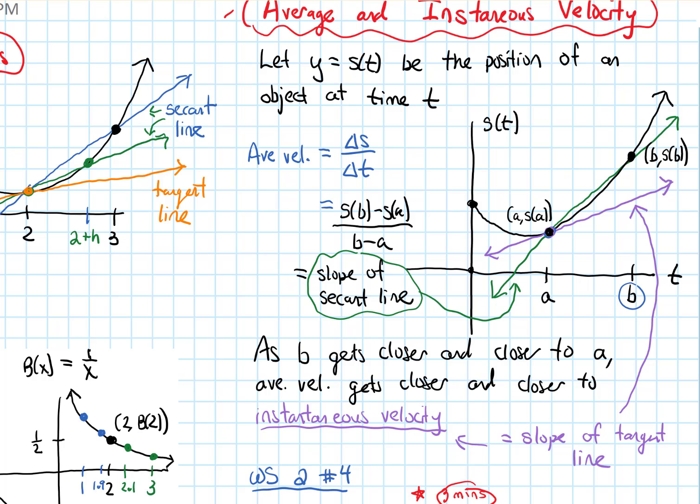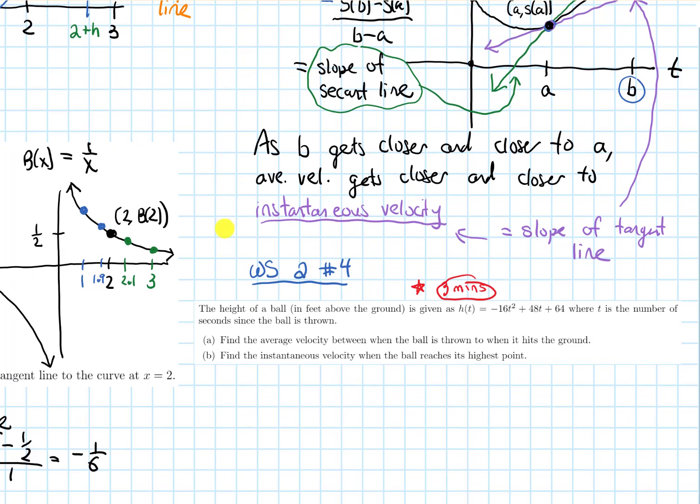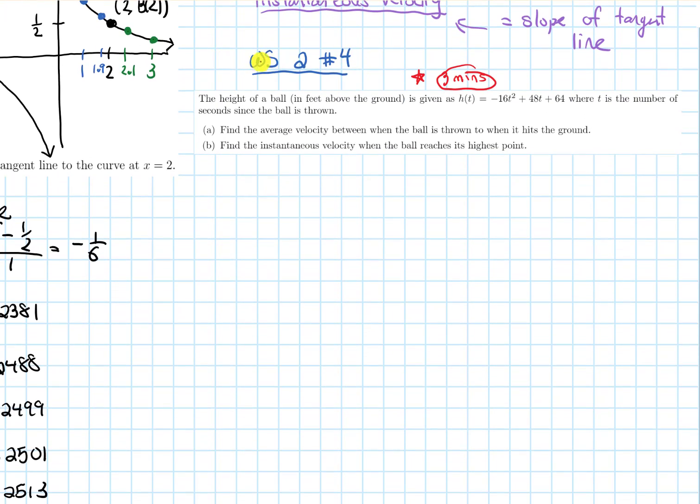Alrighty, so let's look at an example. Okay, so this is the question. It's question number 4 from worksheet 2, and it says that the height of a ball in feet above the ground is given as h of t equals negative 16t squared plus 48t plus 64, where t is the number of seconds since the ball is thrown. Part A asks to find the average velocity between when the ball is thrown to when it hits the ground. B says find the instantaneous velocity when the ball reaches its highest point.